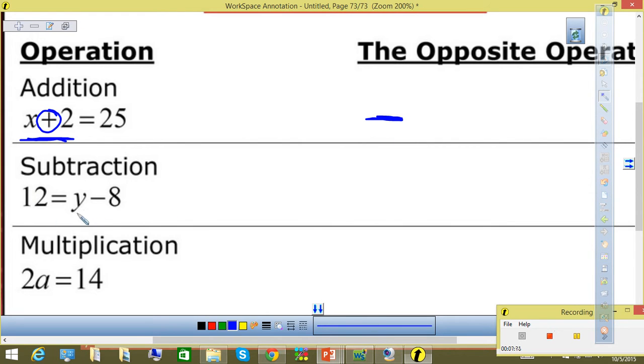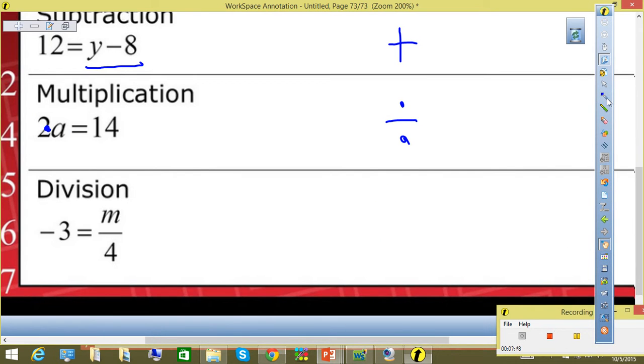Where's the variable on this one? Right here. What is the operation? Subtraction. So what is the inverse? Addition. Look at this side. Where's the variable? Right here. What is the operation? Multiplication. What is the inverse? Division. And the last one, once again, m is being divided, so it's division. So what is the inverse? Multiplication. Are we there so far? Okay, we did that last week.